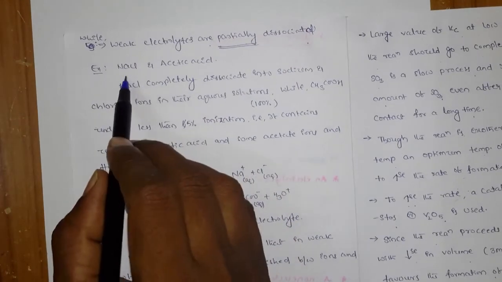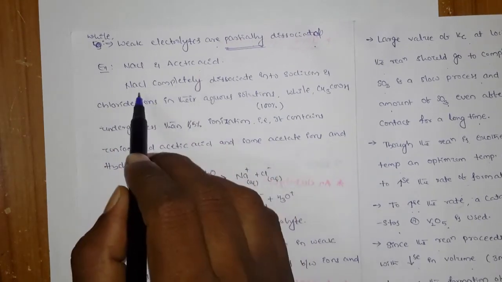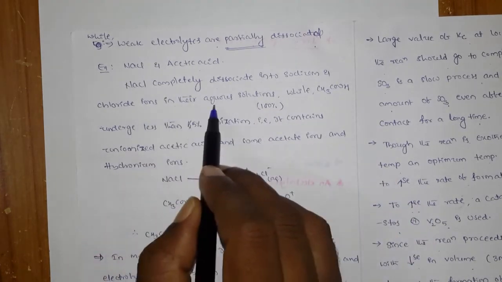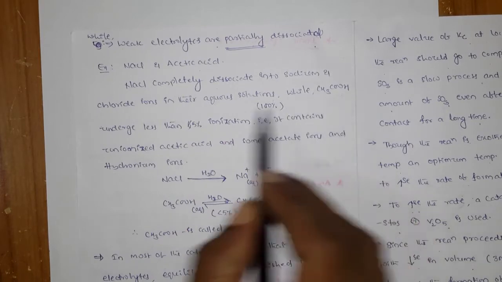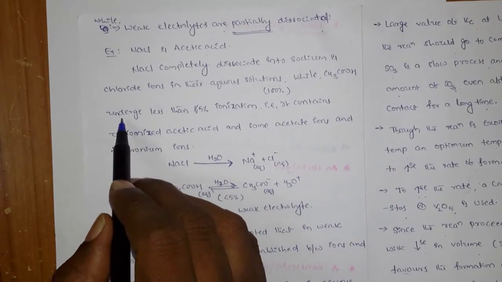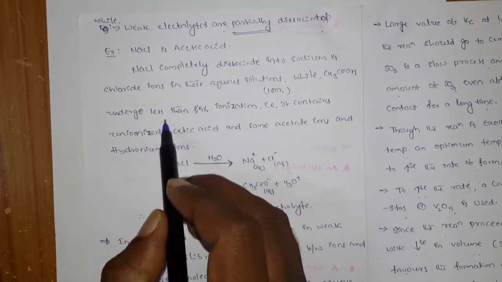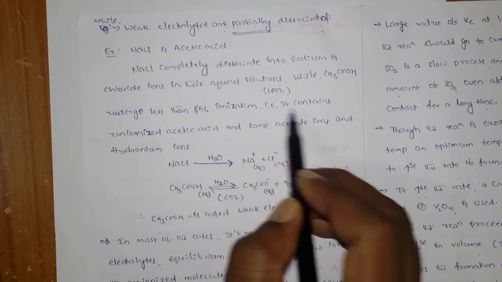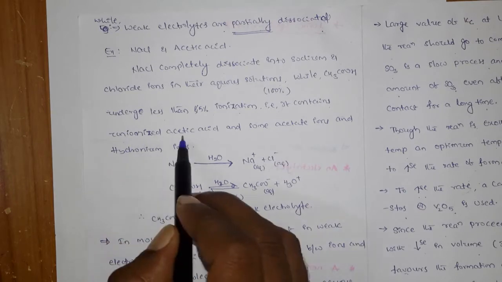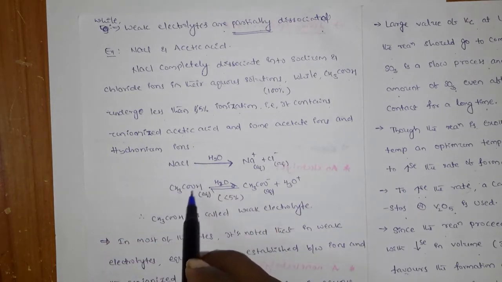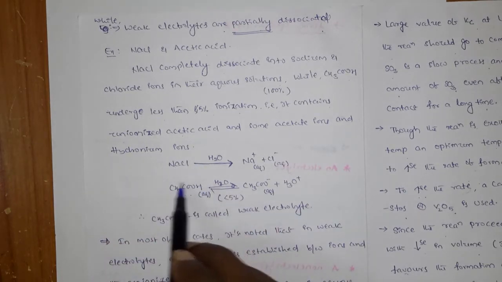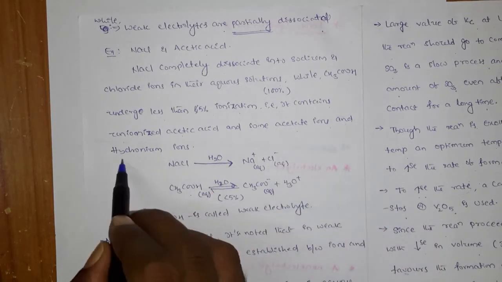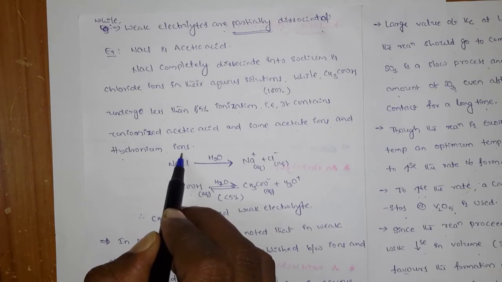So you see the example, sodium chloride and acetic acid. Sodium chloride completely dissociates into sodium and chloride ions in aqueous solution, while acetic acid undergoes less than 5% ionization. Therefore it contains unionized acetic acid, and some acetate ions and hydronium ions.